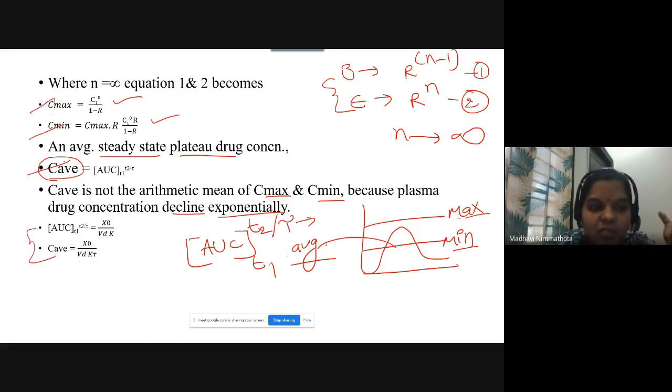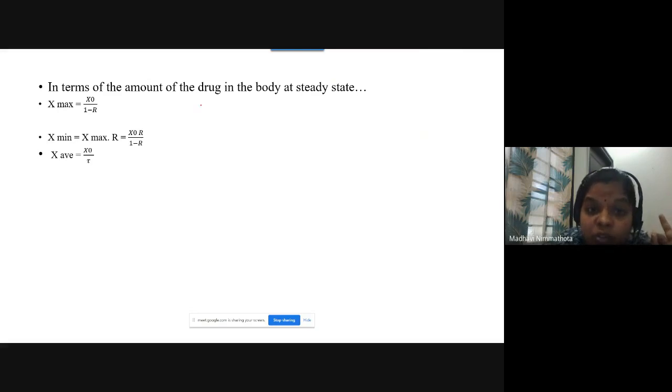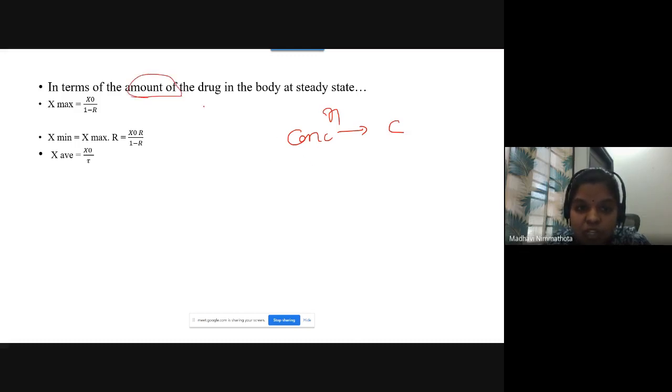When you calculate this maximum, minimum and average, the drug attains the steady state plateau. We can calculate this minimum and maximum when the drug is taken through multiple dosing by IV, using these equations. Previously we calculated in terms of concentration, so now we are going to calculate in terms of the amount of the drug. The amount of the drug will be represented with capital X.